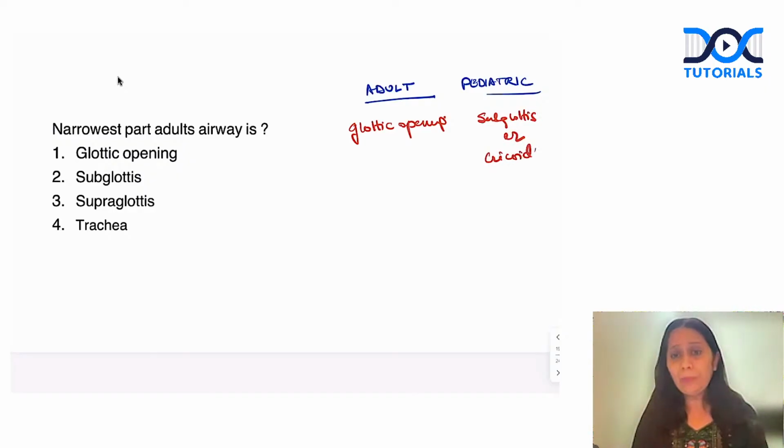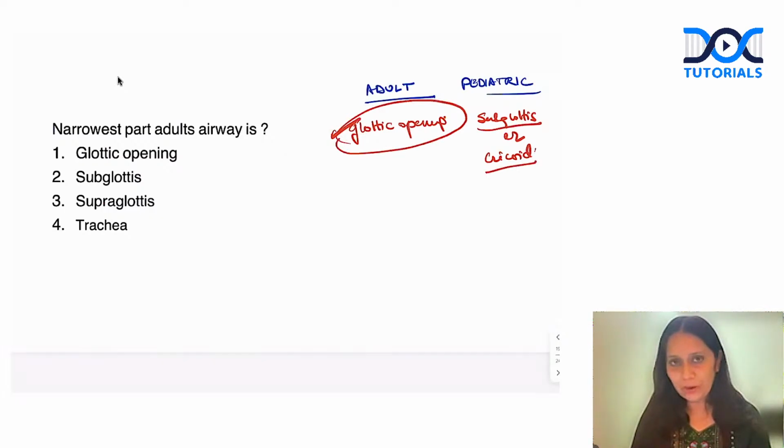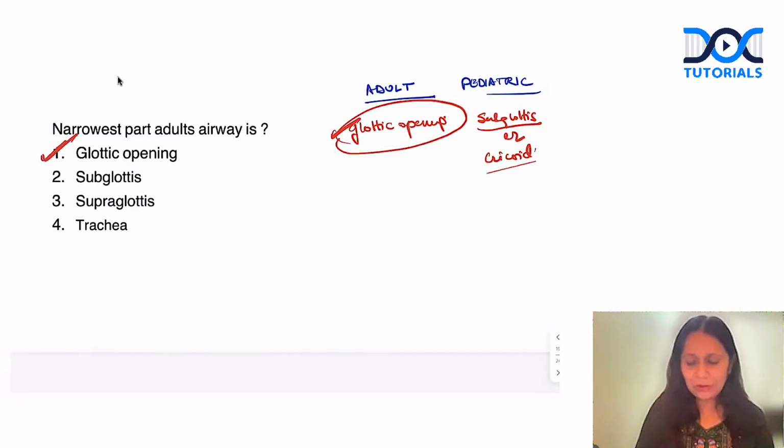So again, a very simple question. In adult, not even in pediatric, they had asked. In adult, it is the glottic opening. In pediatric, it is the subglottis or cricoid. So the answer would be the glottic opening.